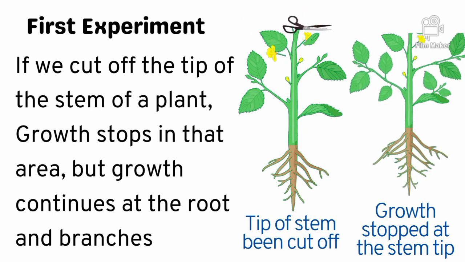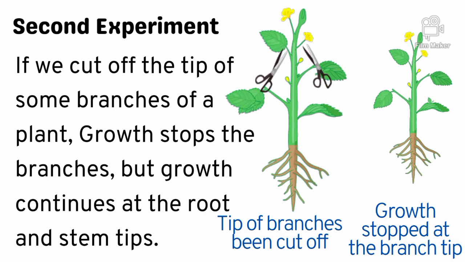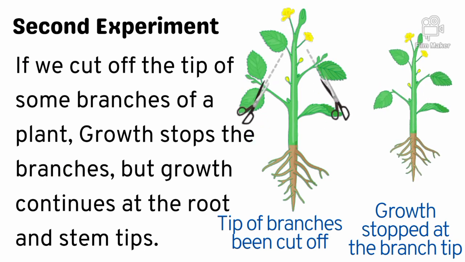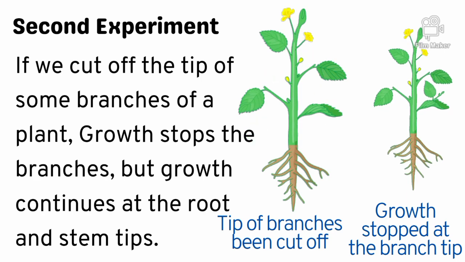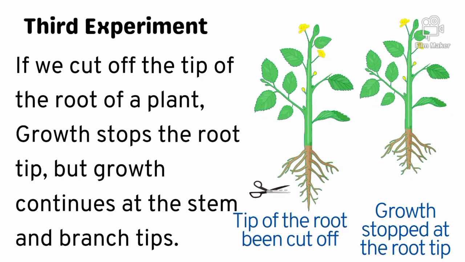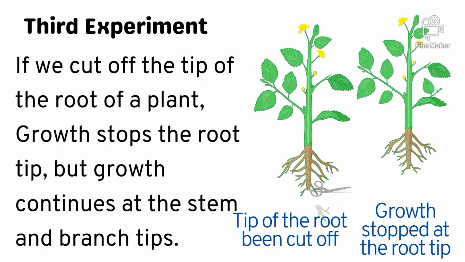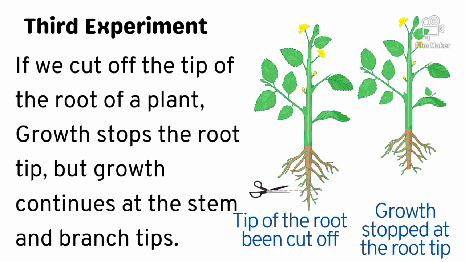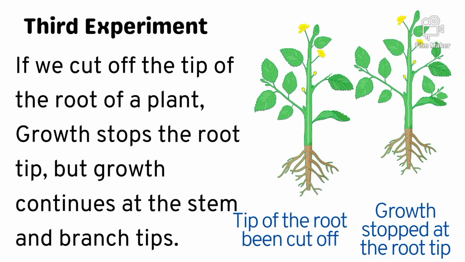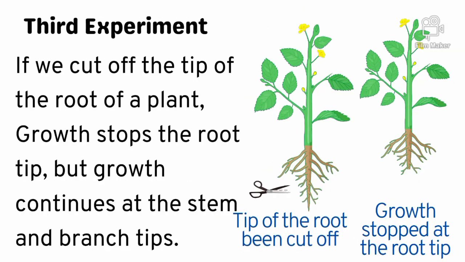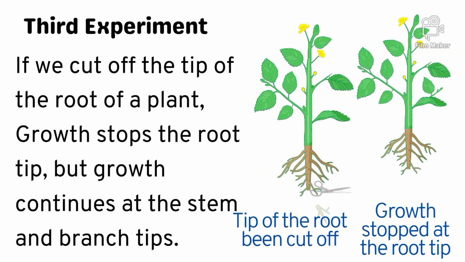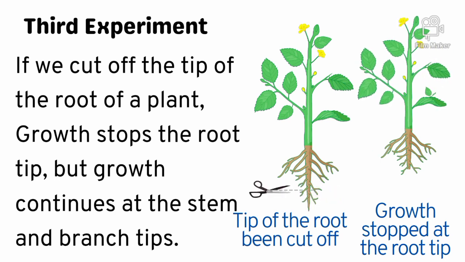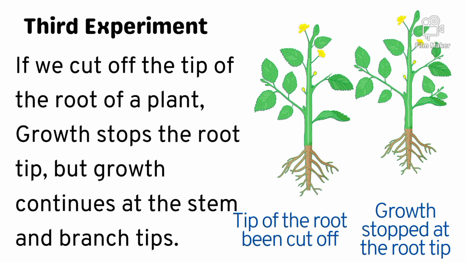In the second scenario, let us cut off the tip of some of the branches of the plant. Here, the main stem and the main root will grow, but the branches will not. In the third scenario, let us cut off the tips of the roots of the plant and see what happens. Here, the branches and the main stem will grow, but the main root will not grow. Here is the explanation to these three experiments.